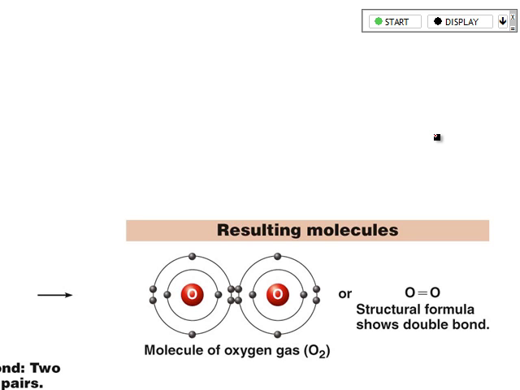Oxygen, for example. How many valence electrons does oxygen have? 6. What's it need to be happy? 8. It's got to gain 2. What if it shares 2 with another oxygen in the same boat? What are we going to form? Molecules. So a lot of these guys actually just hang out with each other.